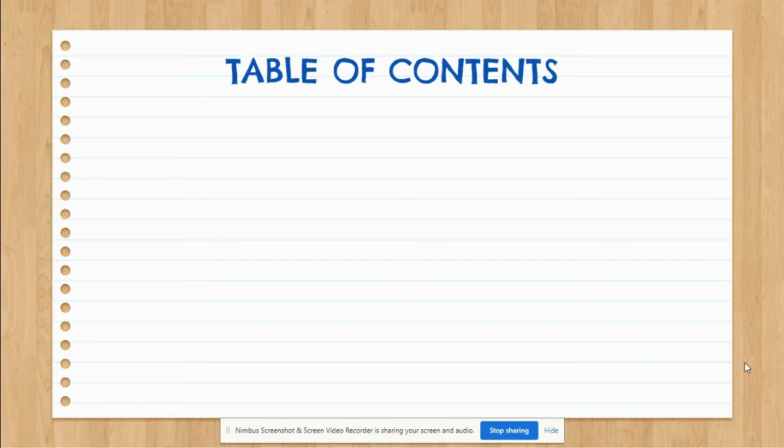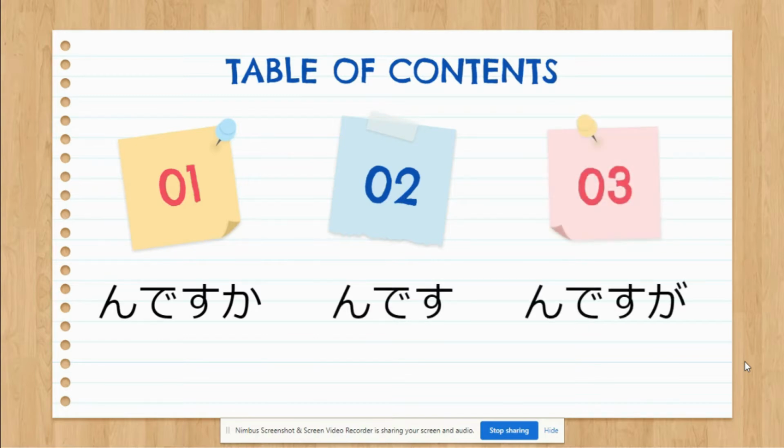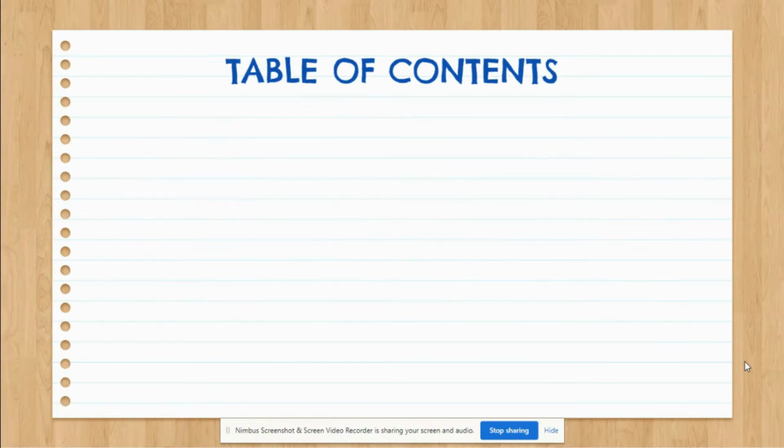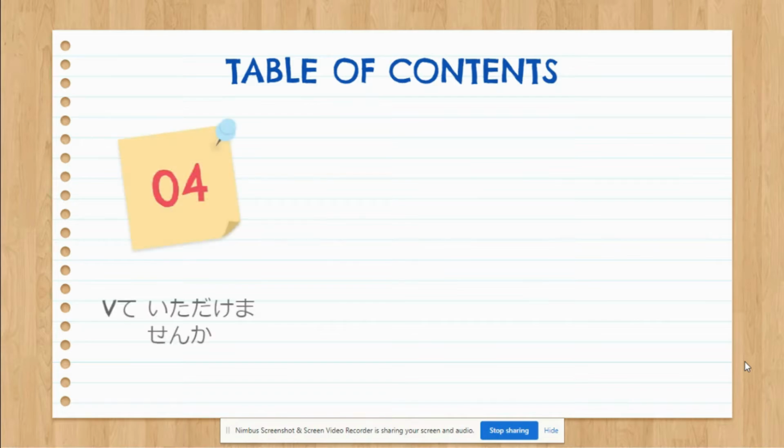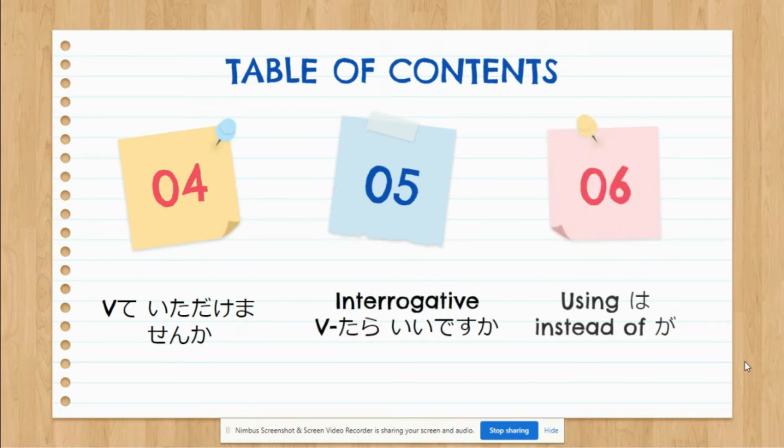Here's our table of contents. En desu ka? En desu. En desu ga. You also have here verb te itadakimasen ka? Interrogative verb tara ii desu ka? And the usage of wa instead of ga.